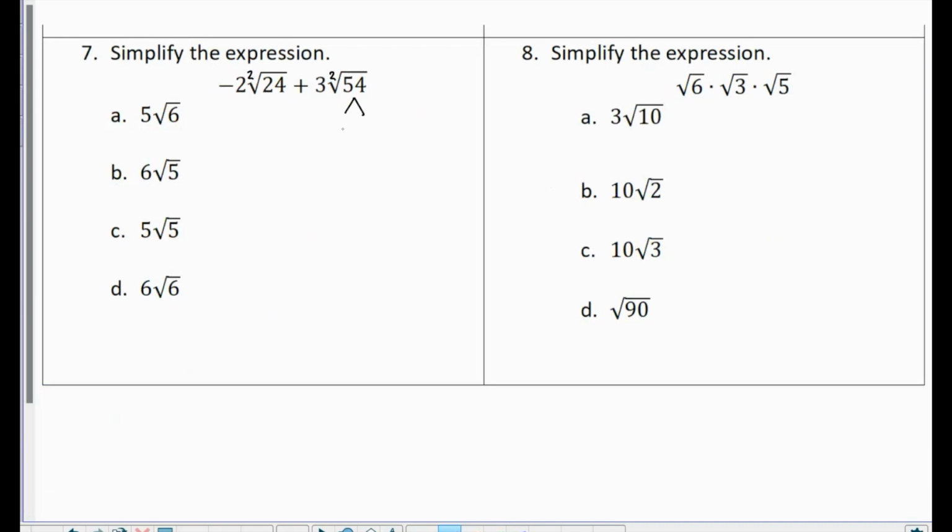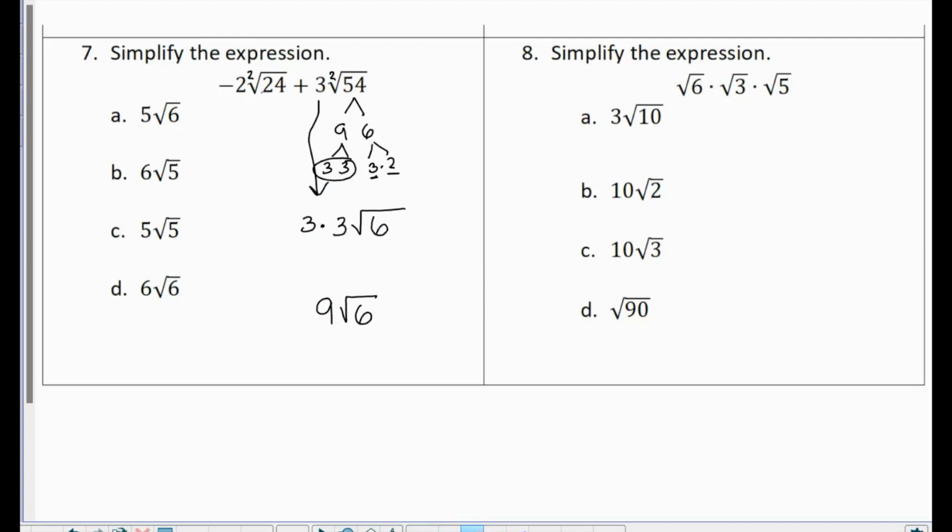Two numbers that multiply to 54 are 9 and 6. I can break 9 down into 3 and 3, and 6 into 3 and 2. I need 2 of the same number to form a group, so I've got two 3s. That's going to put one 3 on the outside, and 2 times 3 is going to be left on the inside, which is 6. And I want to make sure I bring down this 3. So I've got 9 square root of 6.